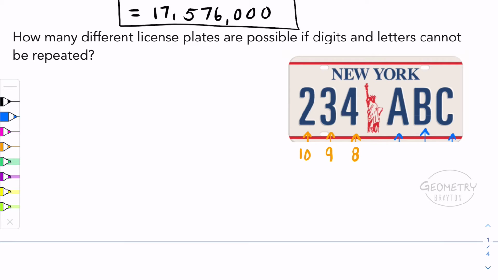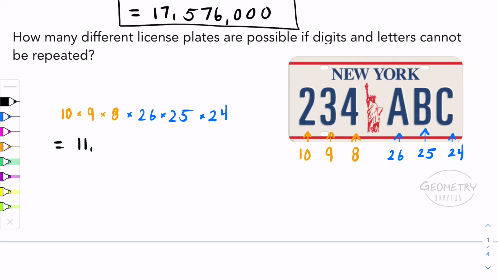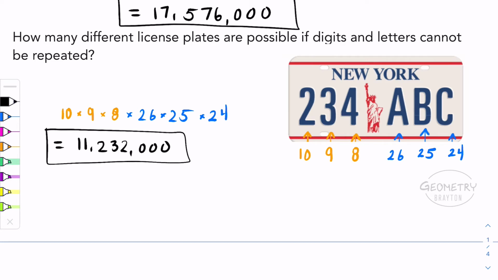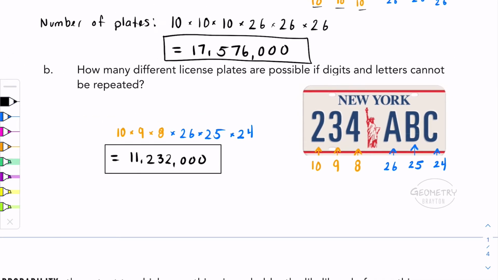For the letters, for the first letter, you have the full alphabet to start with: 26 choices. For the second place, we already used one of the letters, so now we only have 25 options. And lastly, we only have 24 options. So you multiply 10 times 9 times 8 times 26 times 25 times 24 as your options. The solution would be 11,232,000 different possibilities. That's with no repeating letters or digits.